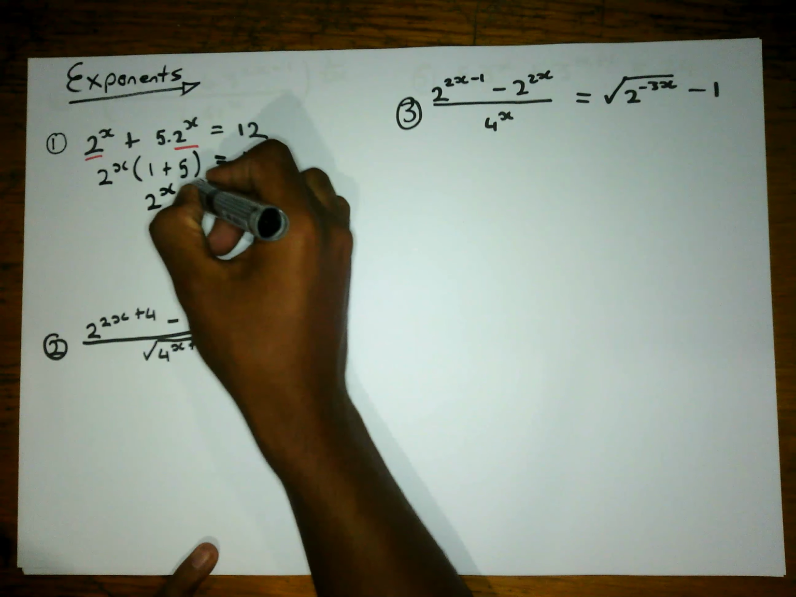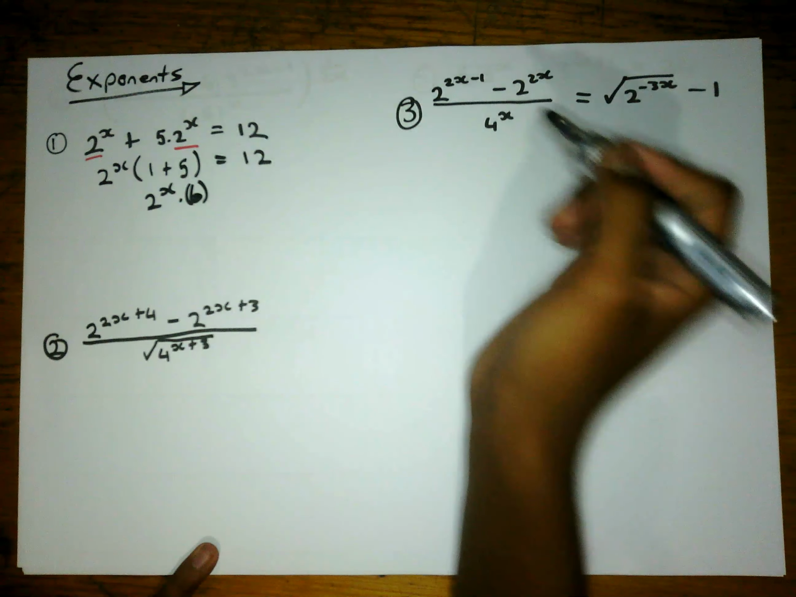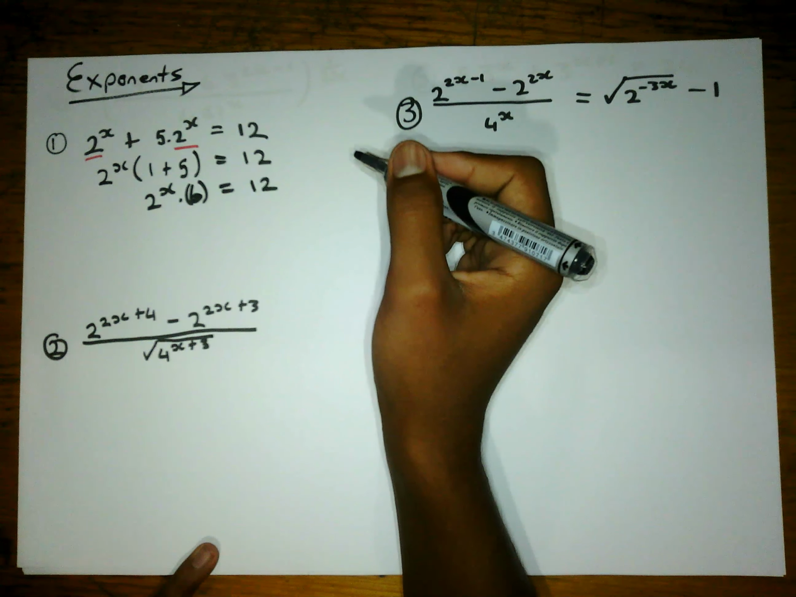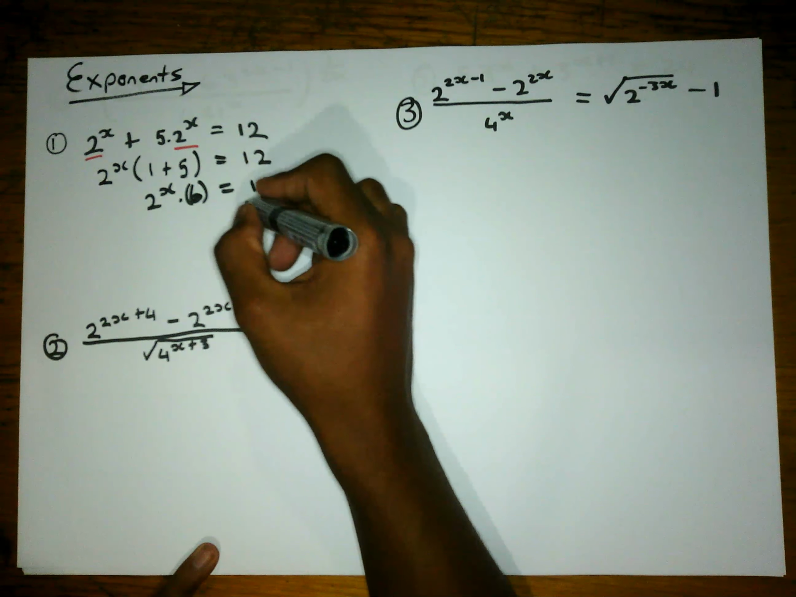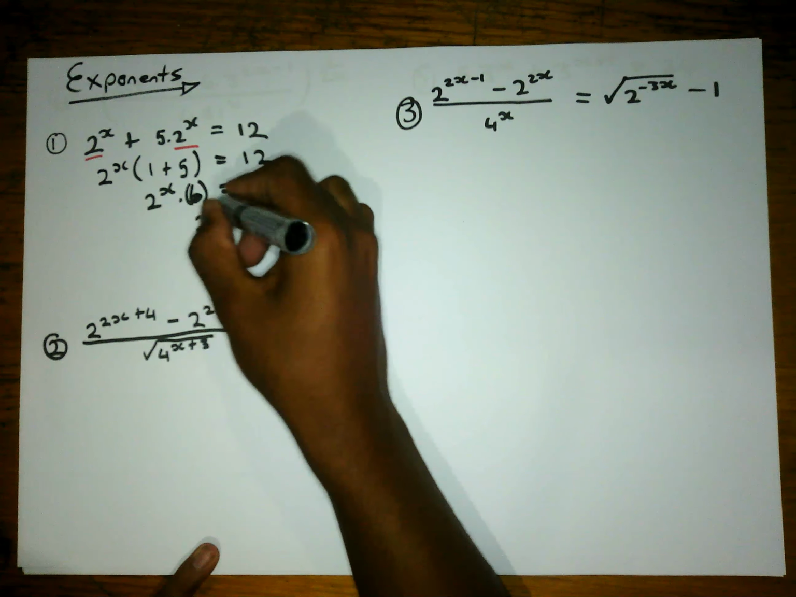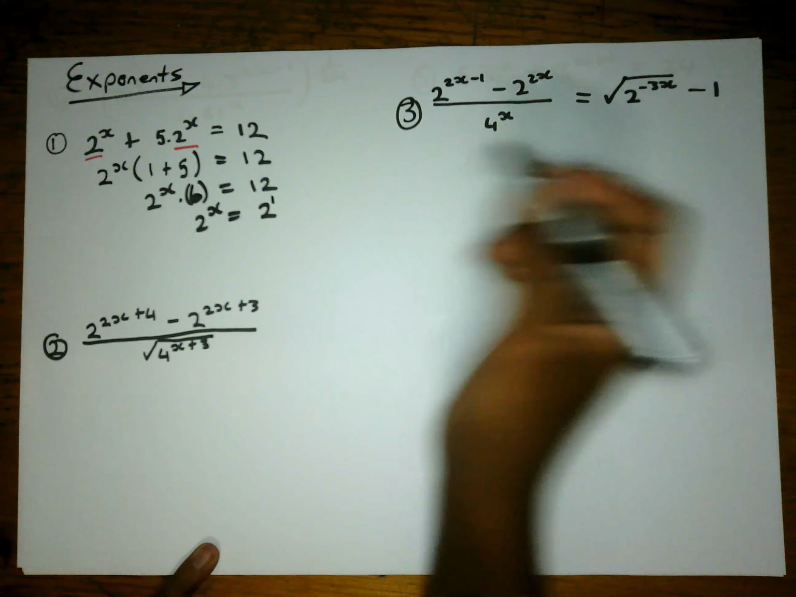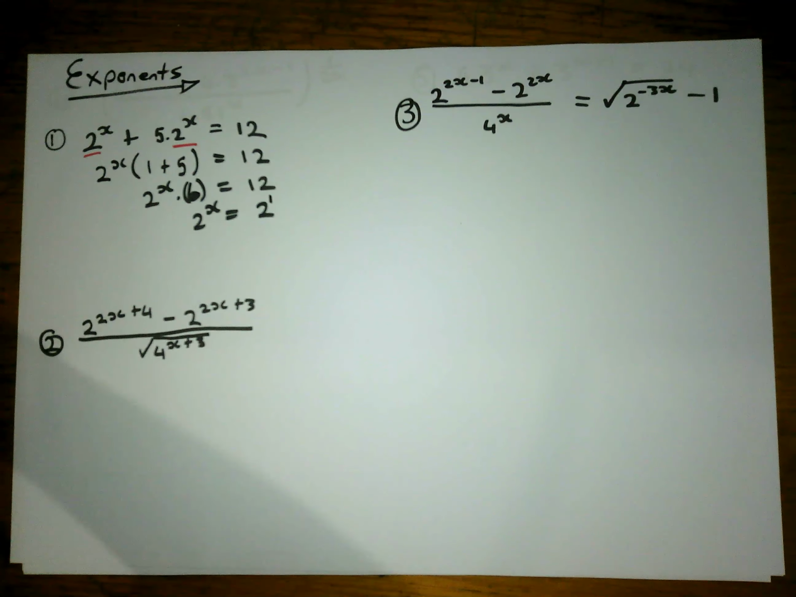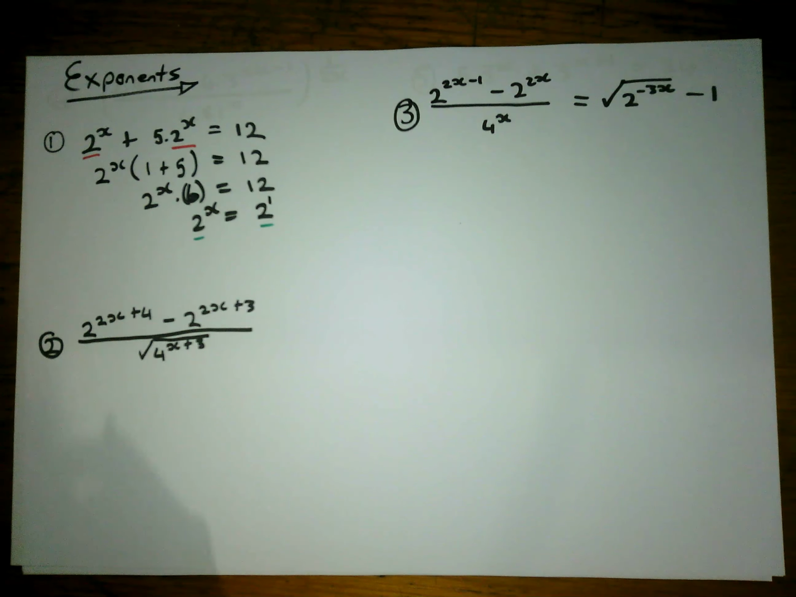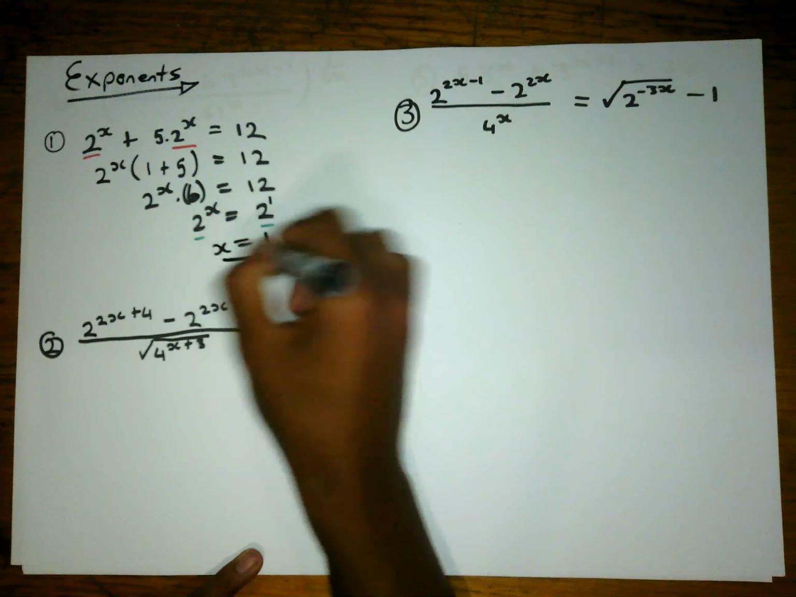We're left with 2 and a 6 equal to 12. Then we're gonna divide with the 6, and then we're gonna be left with a 2, and we know that that's to the power of 1 over there. Then when the bases are equal, we can set the exponents equal to each other. Therefore, x equal to 1.